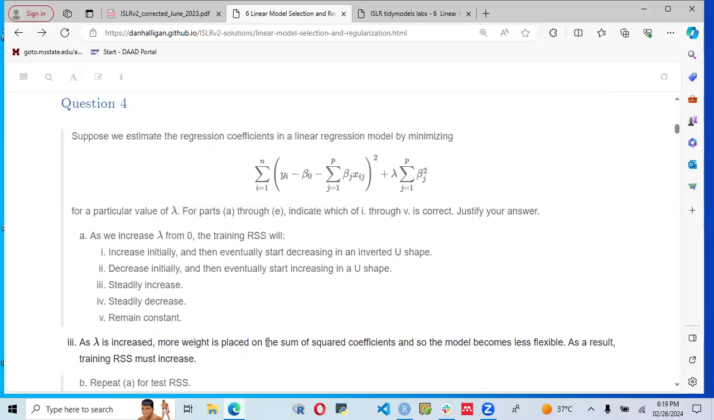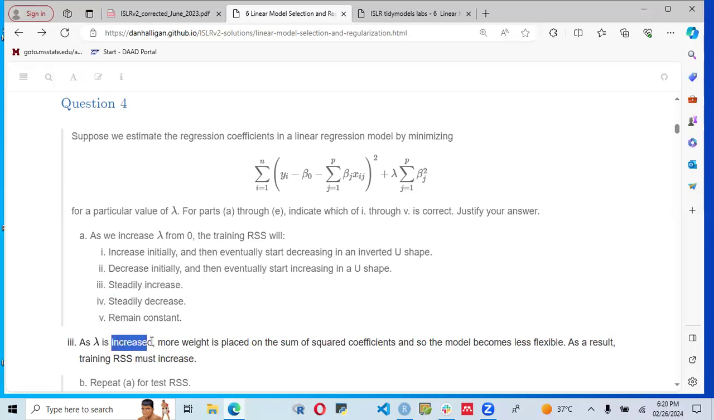Okay, so question four. They were asking that we suppose we estimate the regression coefficients in a linear regression model by minimizing for a particular value of lambda. For parts A through E, we should also indicate which of I through V is correct, and then try as much as possible to justify our answer. So here, as we increase lambda from zero, the training residual sum of squares will do what? The first option says increase initially and then eventually start decreasing in an inverted U-shape. The second says decrease initially and then eventually start increasing in a U-shape. The third says steadily increase, the fourth says steadily decrease, and the fifth says remain constant. So here we say option three.